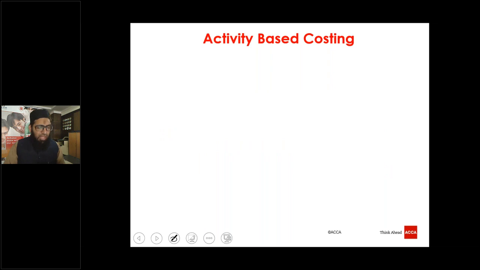Now let's discuss activity-based costing. But by this time, do you have any questions? If you have, please ask. Yes, we can calculate the contribution by adding the fixed cost to the profit. Yes, we can do that.